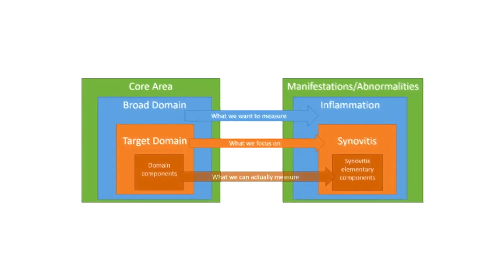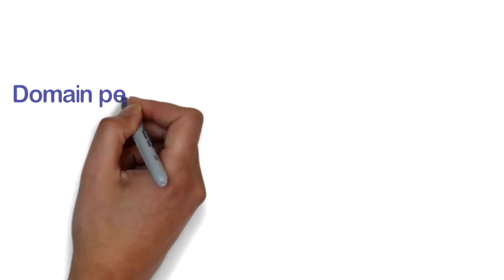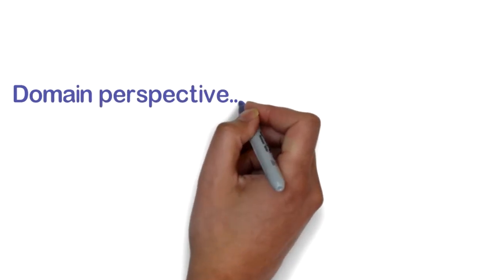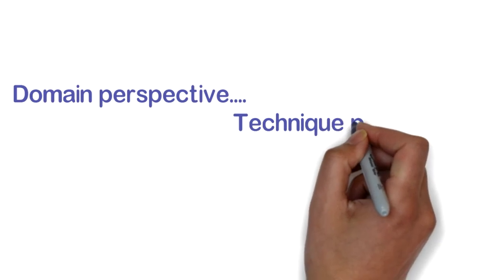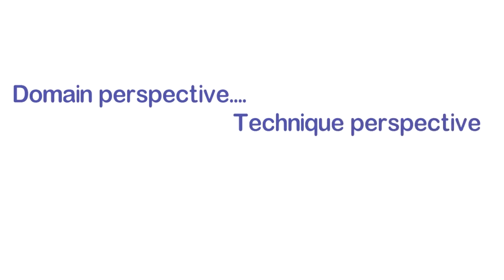Next, we define the domain components to describe what we can actually measure. We use the term elementary components to label the parts of the process or structure that can actually be measured. In this example, we are interested in the elementary components of synovitis. Now that we have the domain perspective defined, we can move on to thinking about the definitions from the perspective of the imaging technique we are considering using, ultrasound in this example, to measure the target domain of synovitis.